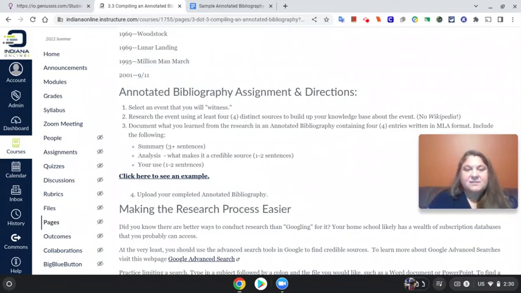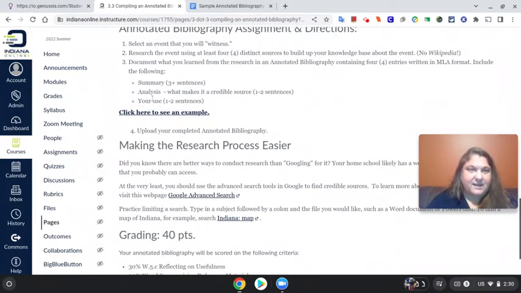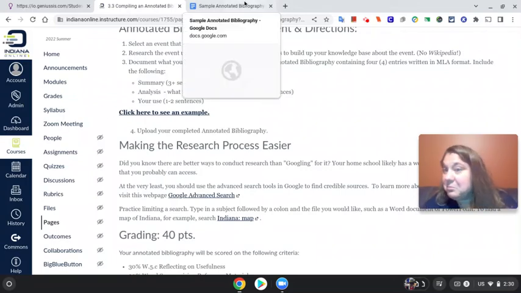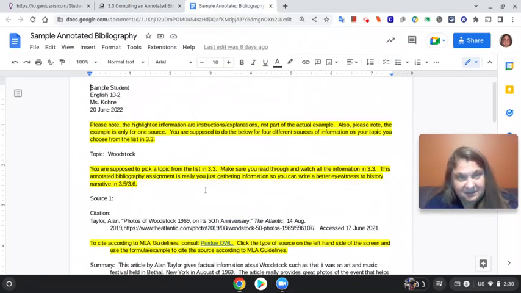Okay. So then what I'm going to do is find my sources, and I am going to make sure I include all these parts on my annotated bibliography. There's an example annotated bibliography in the class. I created one that I think is better. It's linked in the announcement, but I'm going to show it to you here, okay?